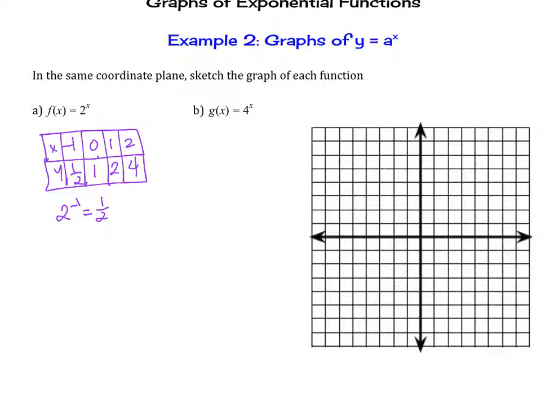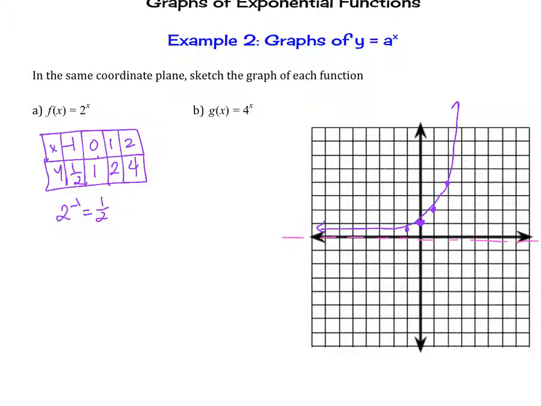So if I just plot these points, it's at (0, 1), and then (1, 2), and (2, 4). And then at negative 1, we're at a half. Okay, so this is the graph. It has a horizontal asymptote at y equals 0 here.